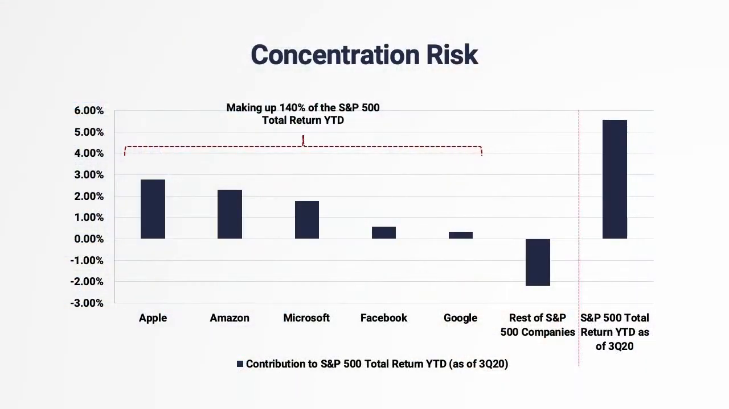I'm going to show you two ways where you can really see how concentrated the US equity market is. In this first chart, it shows you that a select few names that we talk about frequently, Apple, Amazon, Facebook, Google, contributed to 140% of the total return we've seen this year in the S&P 500.